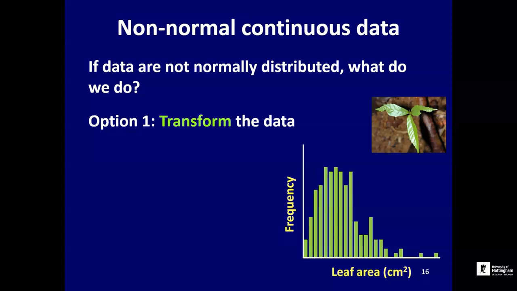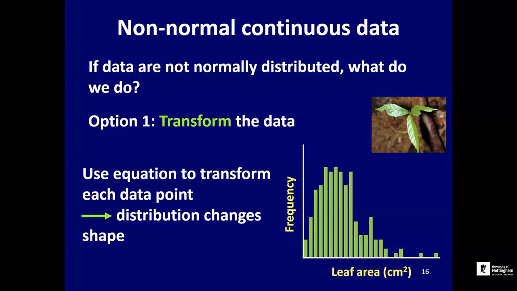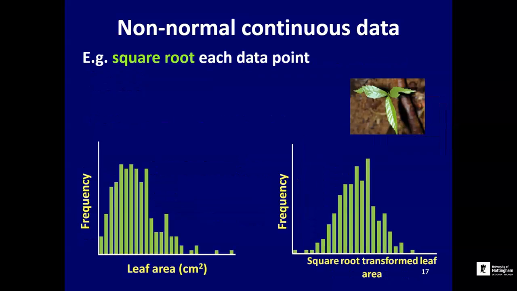So we could take this distribution of leaf areas and try to do something to it which makes it look more normal. And one way to do that is just to apply a simple mathematical equation to each data point. And these are often very simple transformations, but they can produce nice changes in the distribution which generate much more normal looking data. And in this case, I deliberately chose leaf area because it's a very obvious transformation that we can apply.